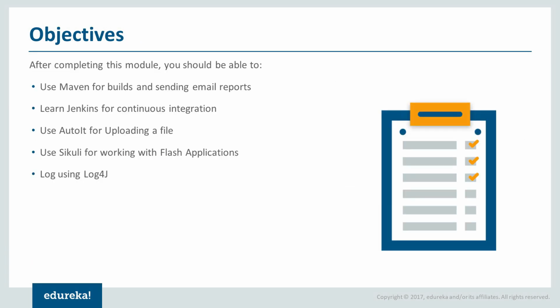Okay, to start with, here are the objectives or the agenda that we have set for today's class. We are going to talk about Maven, how to use Maven for builds and sending email reports. We are going to talk about Jenkins, which is a continuous integration tool, and then we'll also use a third-party tool called AutoIT, which will help you to upload a file or download a file, which means you will be able to handle your Windows pop-up.